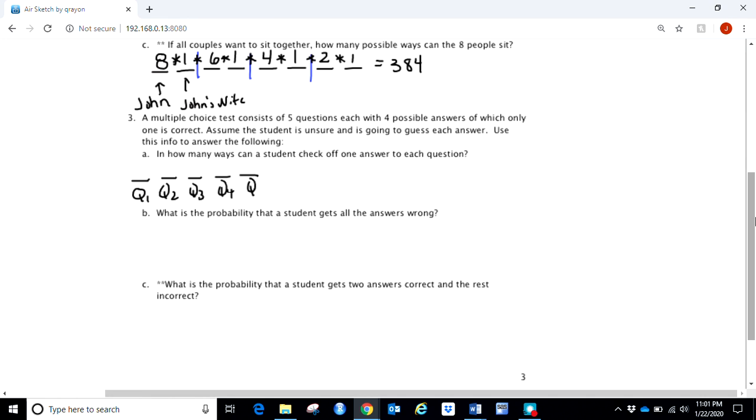Question 1, question 2, question 3, question 4. So if you were just sitting down guessing, you're on the first question. How many different answers could you choose? Any of the 4 that were given. Okay, now once you've answered the first question, how many answers are there for the second question?